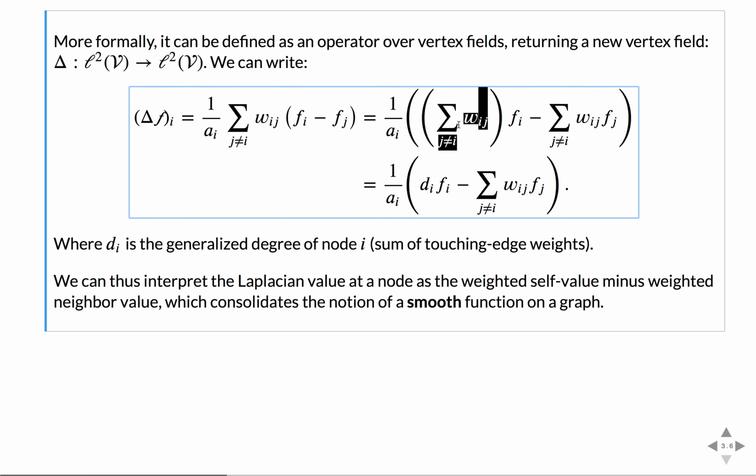So it's the sum of weights touching a specific node. This is weighting the node's value, and you subtract the weighted values of the adjacent nodes. So these are the adjacent nodes.